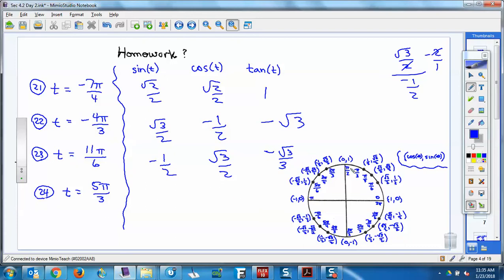Okay, 5 pi thirds. Again, that one's on here. 5 pi thirds is down here. No, 5 pi thirds is over here. It's in quadrant 4, right? 6 pi thirds would be 2 pi, so it's almost all the way over there. It's pi thirds short of that. So 5 pi thirds is right here.